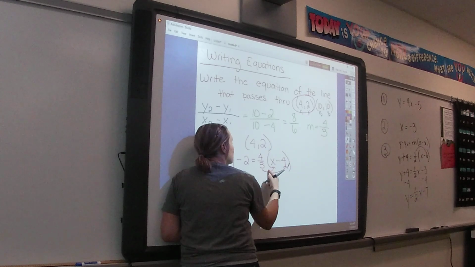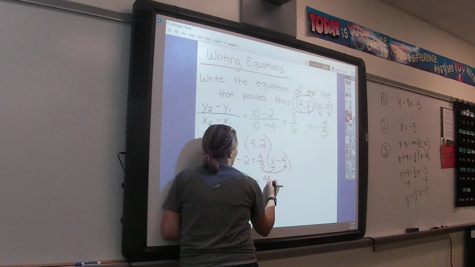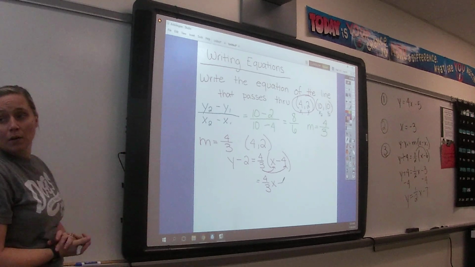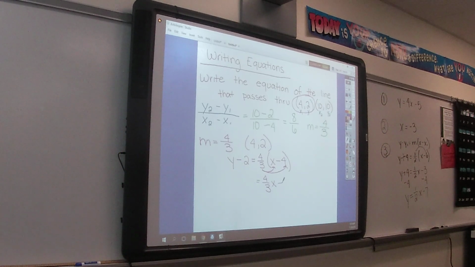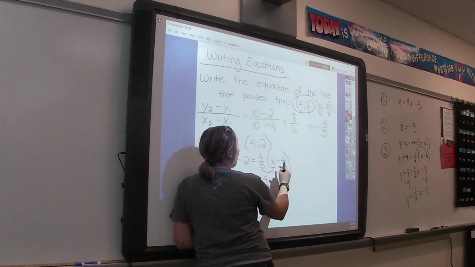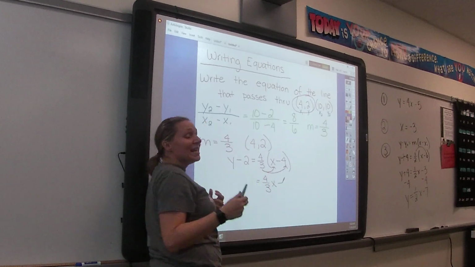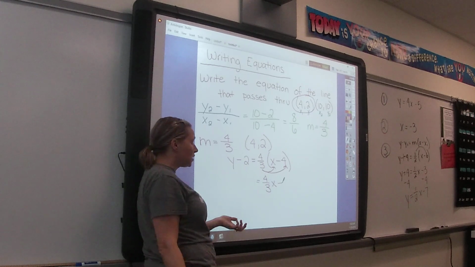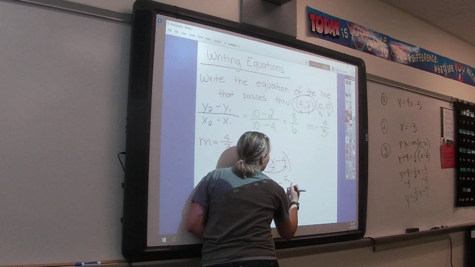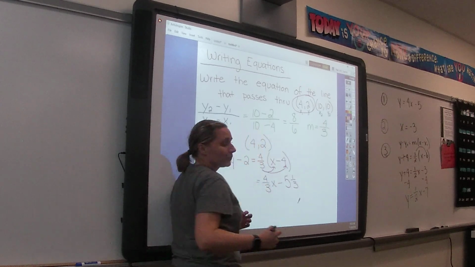So the first one's the easy one, right? That gives us a 4/3 x. Okay, if you need to use your calculator, use your calculator. 4/3 times negative 4 will give us a negative 16/3, which would be a negative 5 1/3. Okay, so either format is fine.